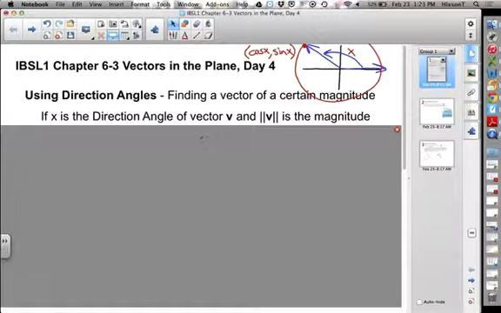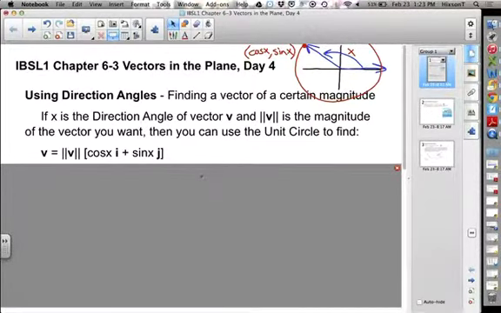So guess what? If we want the specific direction, then we're going to use cosine of that angle and sine of that angle as the unit vector components. Then we simply need to do what with our magnitude? Yeah, multiply it by the magnitude that we want. So there's our formula right there.